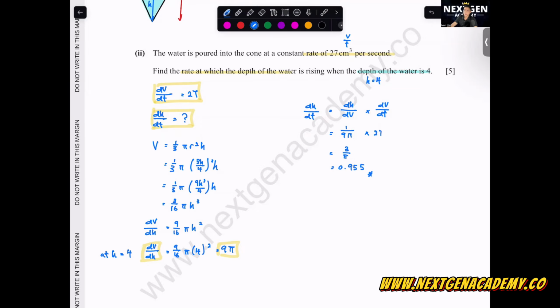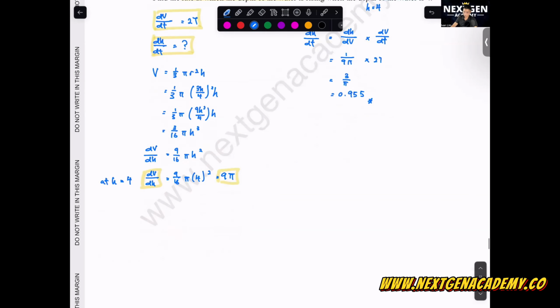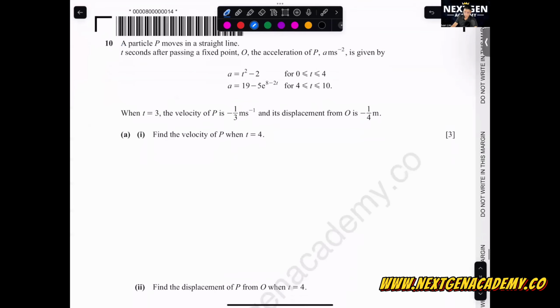Okay, question number 10. I think this was another question that most of you had to ask. This type of question has come up before, a bit more unique type of kinematics question. A particle P, they give us a equals t squared minus 2. But they gave us two different accelerations for different time frames. From 0 to 4 seconds, it follows a equals t squared minus 2. From 4 to 10 seconds, it will be 19 minus 5, e to the 8 minus 2t.